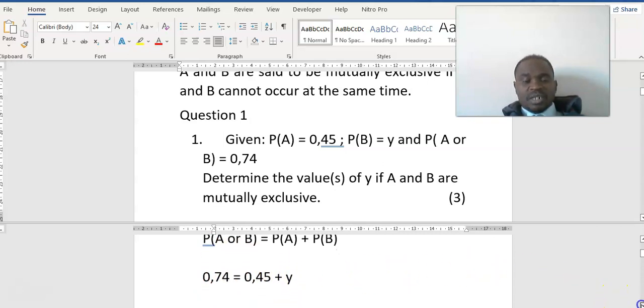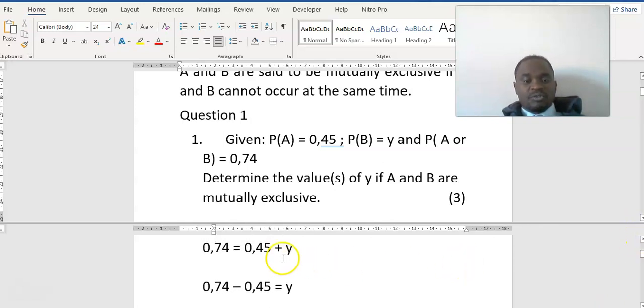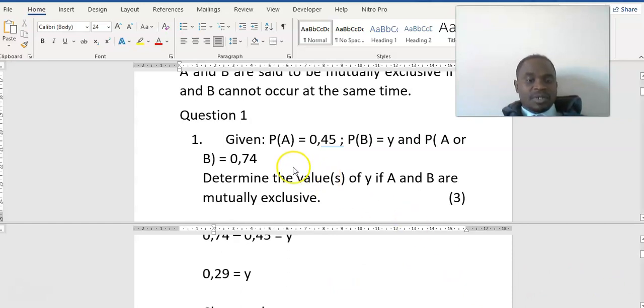Then we are supposed to simplify, so we need to transpose this 0,45 to this side. So you have 0,74 minus 0,45, and if you simplify this, you are going to get 0,29. So now we have found the value of y, because the question says determine the value of y. So that's the value for y. Let's move on to the next question.